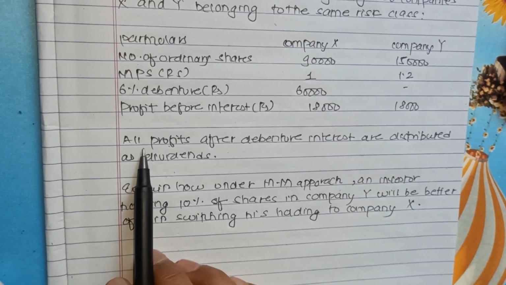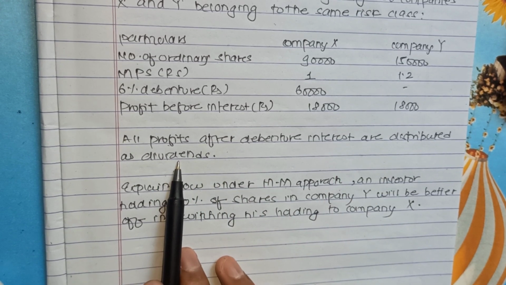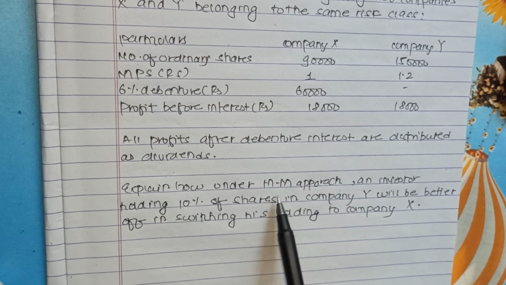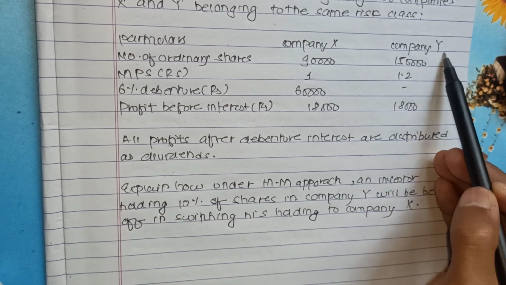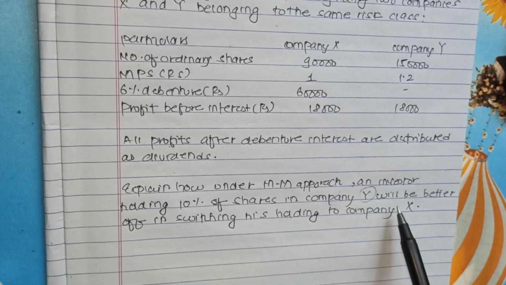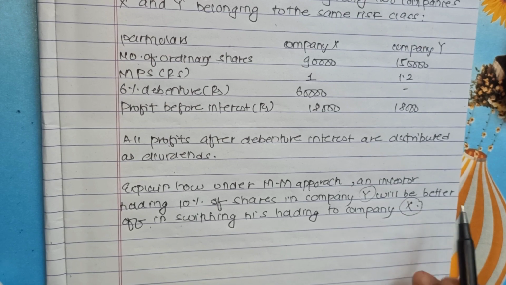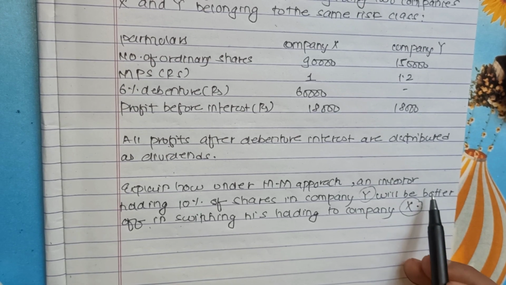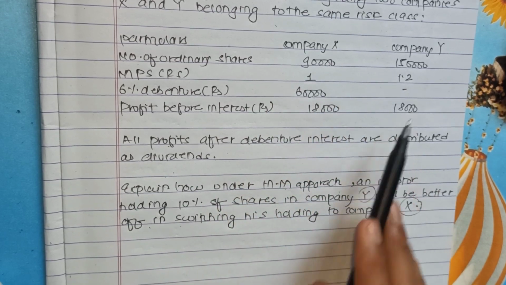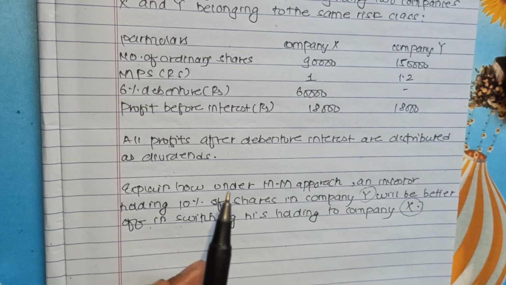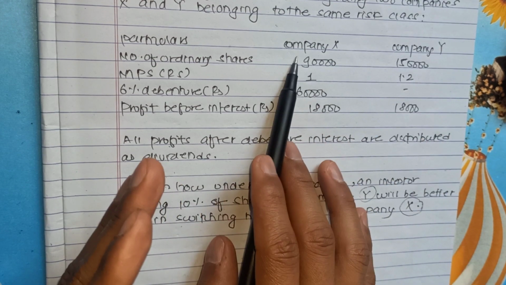Now all the profits after debenture interest are distributed as dividend, like a similar question. Explain how an investor holding 10% of shares in company Y will be better off switching his holding to company X. In the previous question, we discussed how we switched from company X to company Y. Now we are reversing the question, and the investor wants to switch from company Y to company X.